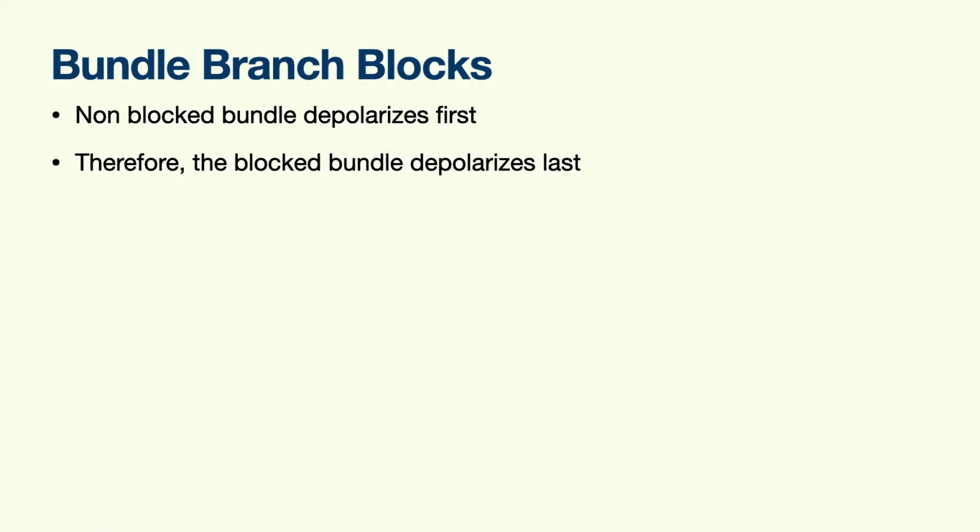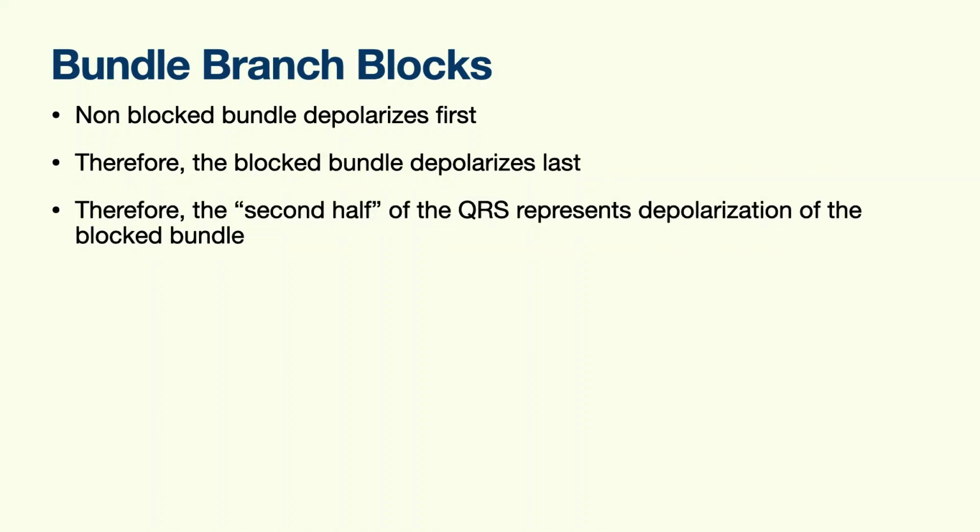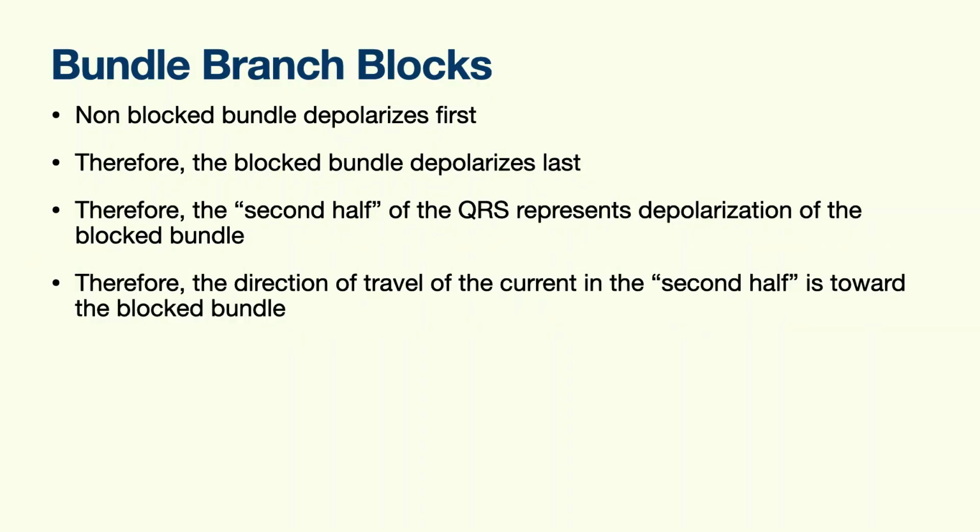then later, the area of the blocked bundle depolarizes. It's not like that part of the heart never depolarizes. It's just a lot slower and with a big muscle-to-muscle conduction. So the blocked bundle depolarizes last, and therefore, the second half of the QRS is showing depolarization toward that area. It's the last thing to depolarize. So the direction of travel of the current in the second half, if you'll indulge me with that idea, is toward the blocked bundle. How does that look in practice?